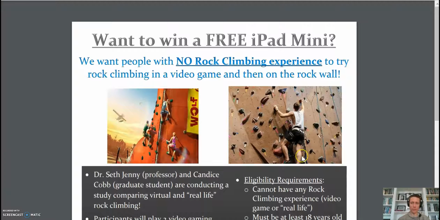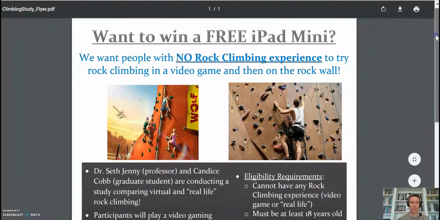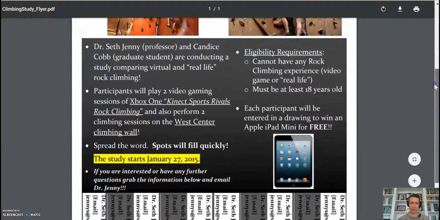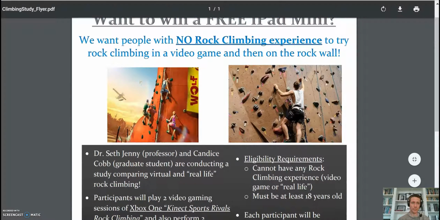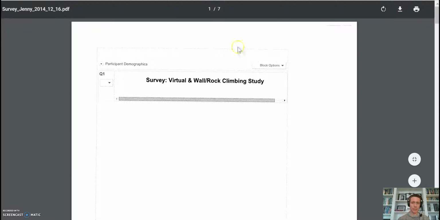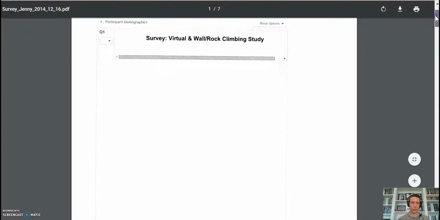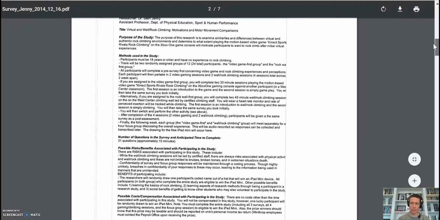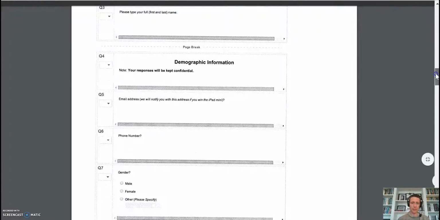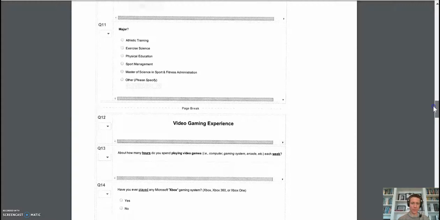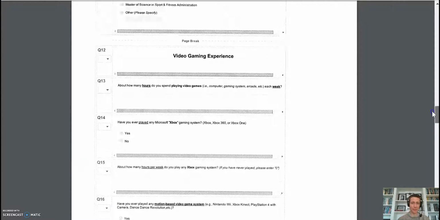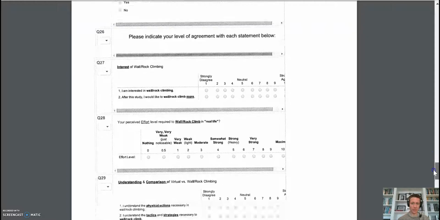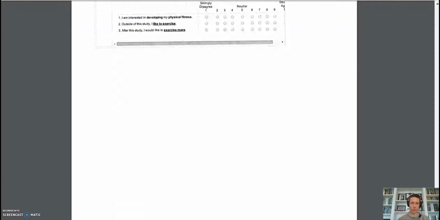Next, I want to show you the recruitment flyer. This is submitted with the IRB application. They want to know how you are trying to recruit your participants. So this was put up on bulletin boards on campus. Next is the actual survey. Qualtrics, a web-based survey program, was used to collect the information, demographic information. So you have to have all of these things done in advance. Their video gaming experience, climbing experience, and then some other variables that we are collecting.